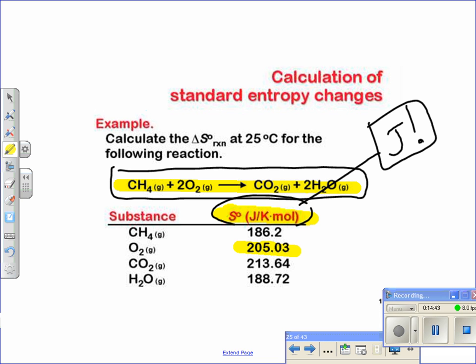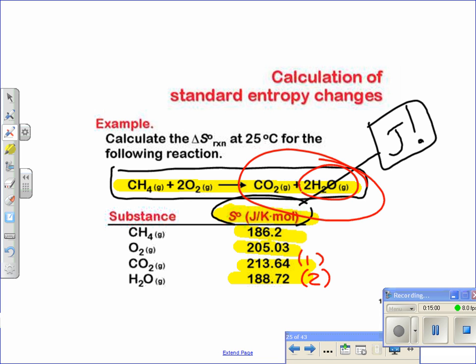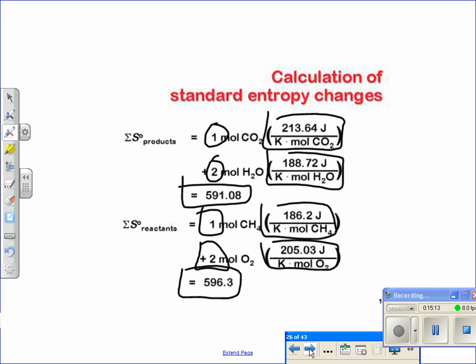If you notice here, oxygen is 205, 186, 213, 188. So what do I start with? I start with my products. I'm going to take my products, my CO2, which has a coefficient of 1, so it's going to be 1 times 213. Water has a coefficient of 2, so I'm going to say 2 times 188. That will be my product side. CH4 has a coefficient of 1, so 1 times that value, 2 times the O2 value, which is that. It looks like this when you're all said and done.